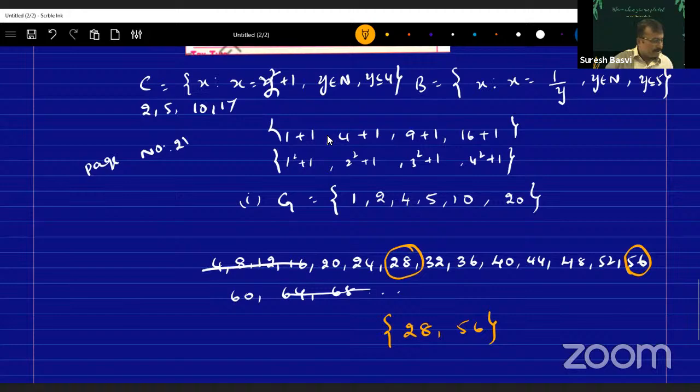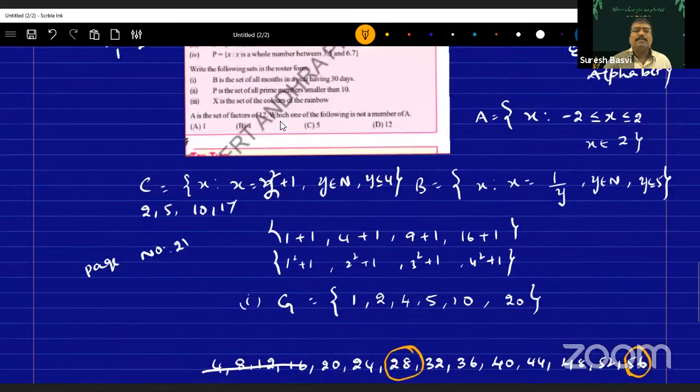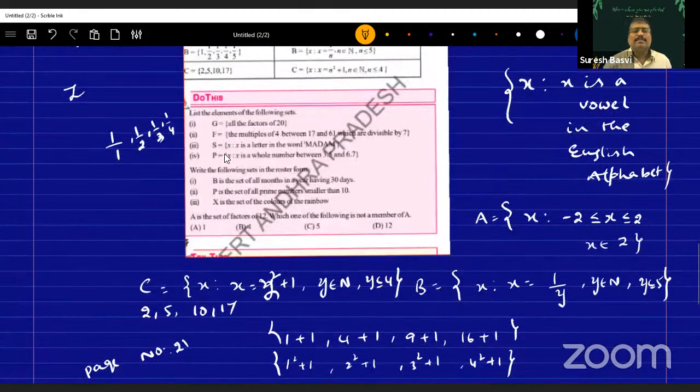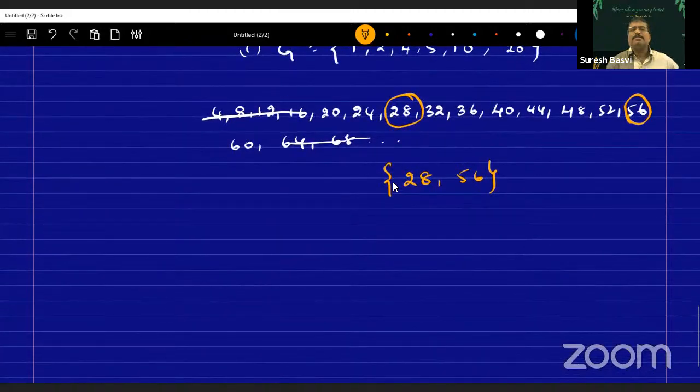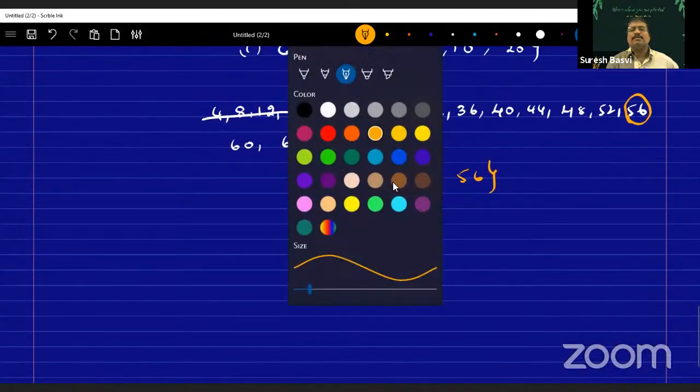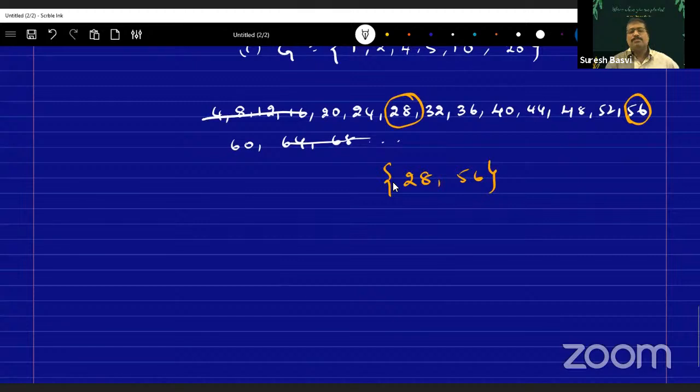Next, what is the third question? X such that X is the letter in the word madam. See this. I am going to take another color. So madam, M-A-D-A-M. These are the letters. When 2 times occur, you have to write only 1 time.